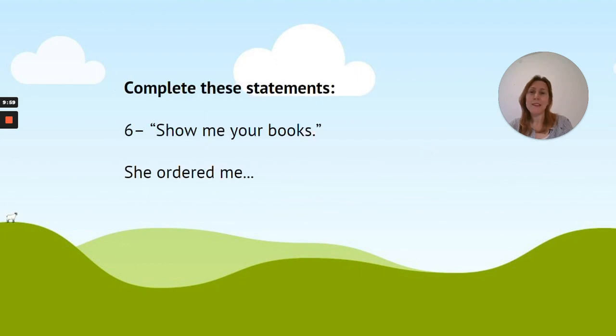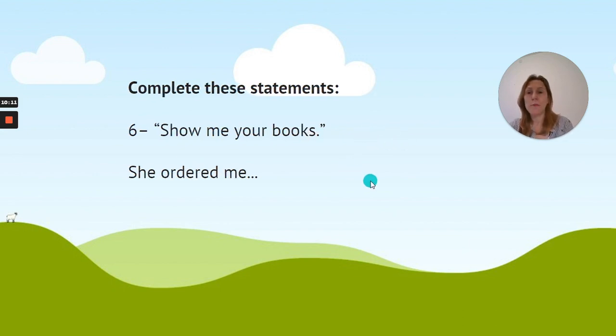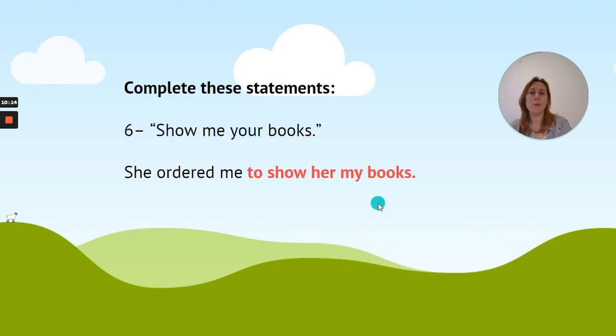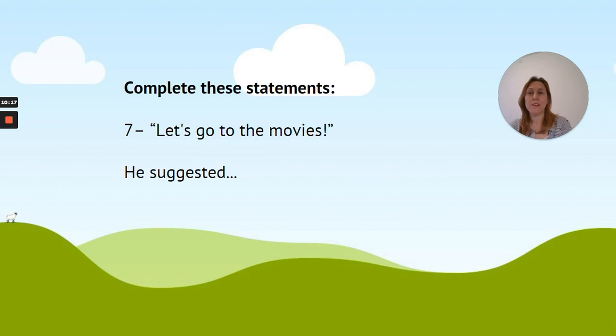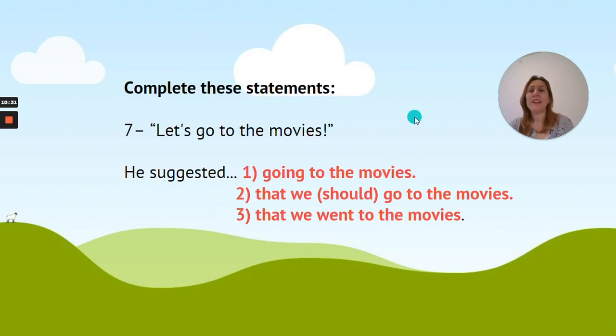Well, this is a command, so you can use tell, or in this case, she told me, or she ordered me, show me your books. She ordered me to show her my books. Number 7. Let's go to the movies. He suggested, again, remember what we said about the verb suggest? 3 alternatives. He suggested going to the movies. He suggested that we should go to the movies, or he suggested that we went to the movies.